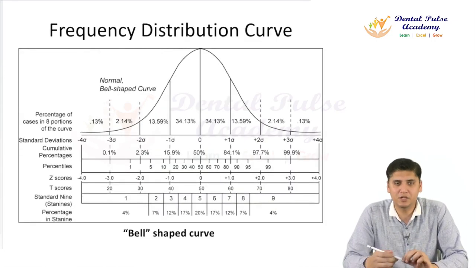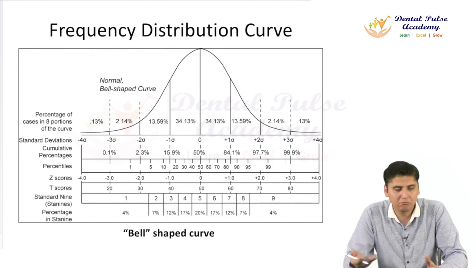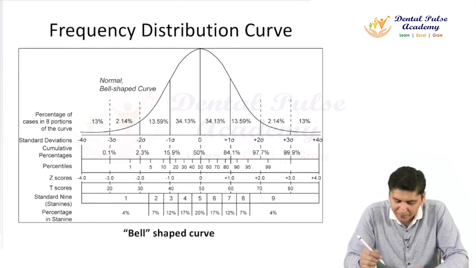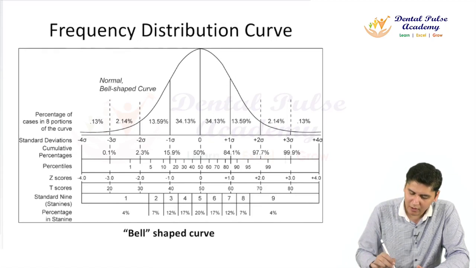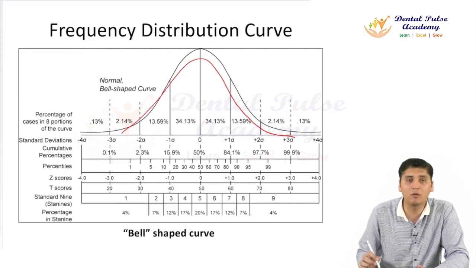Next is the frequency distribution curve. Frequency, as we all know, is the percentage distribution, maybe of a population or any other entity. When we display it over a curve, we get a frequency distribution curve. You can see here is the bell-shaped curve, the normal curve over here.